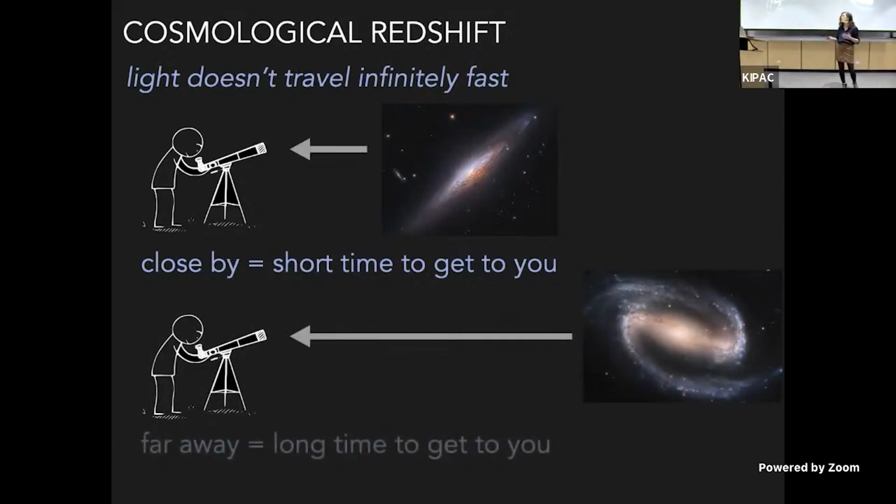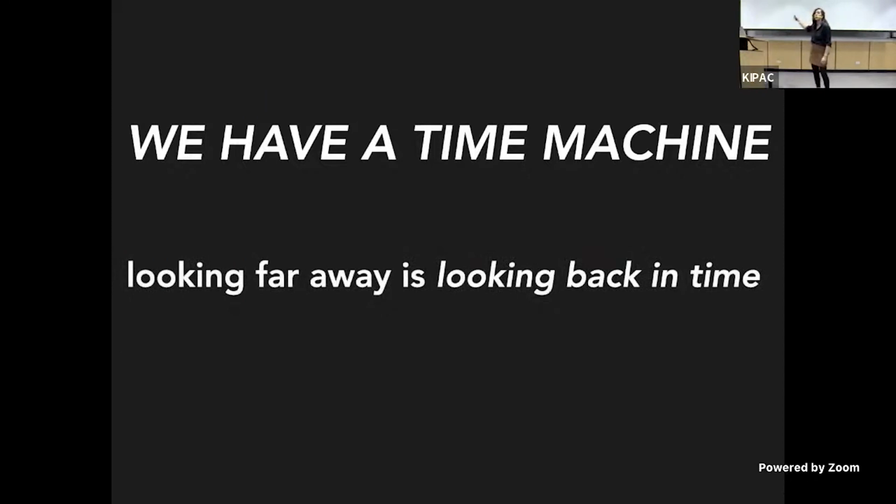On the other hand, if we're looking at this other galaxy that's much further away from us, it took the light from that galaxy a really long time to travel through space to get to us today. So if we're standing here on the same night with our telescope, looking at both of these two galaxies, we're seeing this one as it was further in the past, because we've had to wait for the light from that very far galaxy to travel all the way to us. I really want to emphasize this point because it means that we have a time machine, right? All we have to do to look back in time is to look farther and farther away.